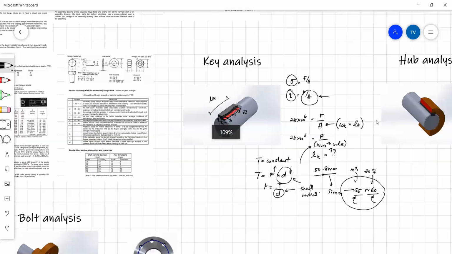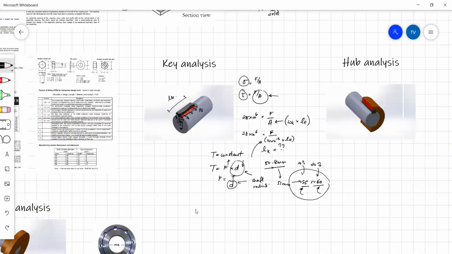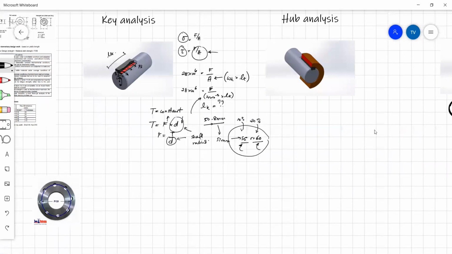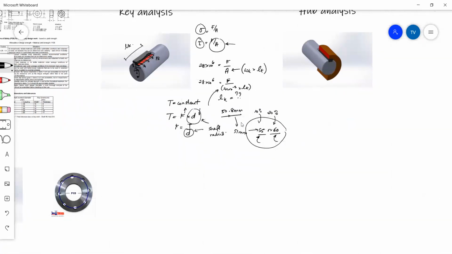All right. So that's the key analysis. Out of all the analysis, is there anyone here that you're not quite sure about or one that you have a bit of issues with? Is there anyone that you're not sure how it's done or why it's done that way?